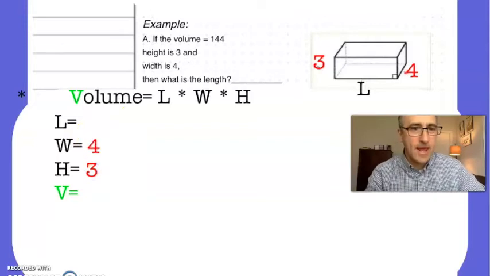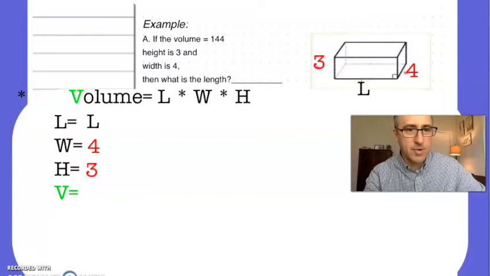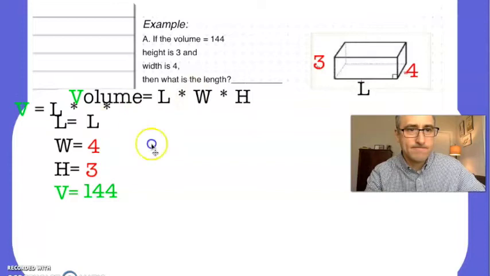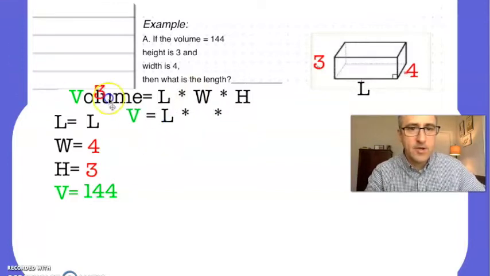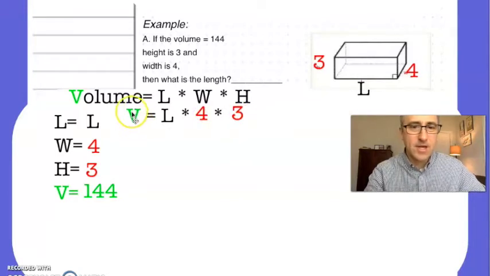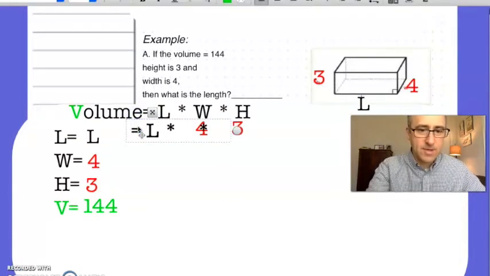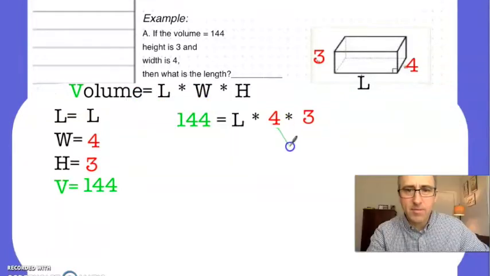Good catch. And we still don't know the length, but we do know that the volume is 144, so let's label it here. Volume equals L times 4 times 3 times height. We do know the V here, so let's replace that with the number 144. And multiply 4 times 3, and I bring the L along down too. 4 times 3 is 12 with an L behind it.